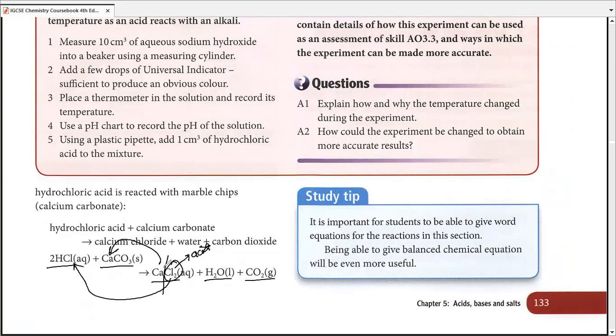The positive part of the salt comes from the type of reaction. It may come from a metal, it may come from a base or an alkali, or it may come from a metal carbonate. So whatever the case may be, it would always come from these parts. So we have water and carbon dioxide.